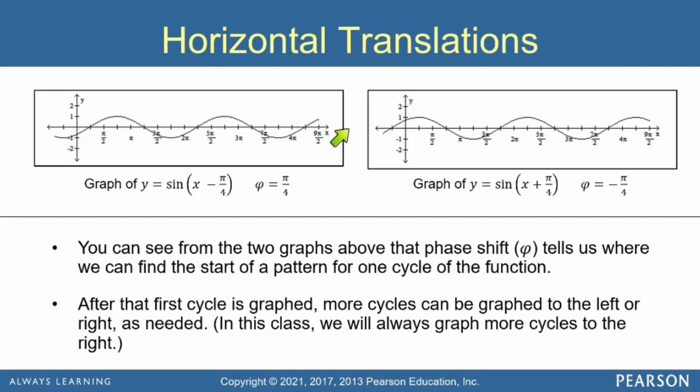Now here we have just the same two graphs we saw on the previous slide, and you can see from the two graphs above that the phase shift tells us where we can find the start of a pattern for one cycle of the function. And after that first cycle is graphed, then we can graph more cycles either to the right or to the left of that initial cycle. In this class, we will always graph more cycles to the right.